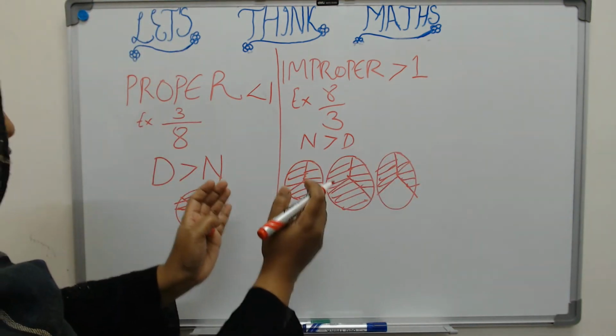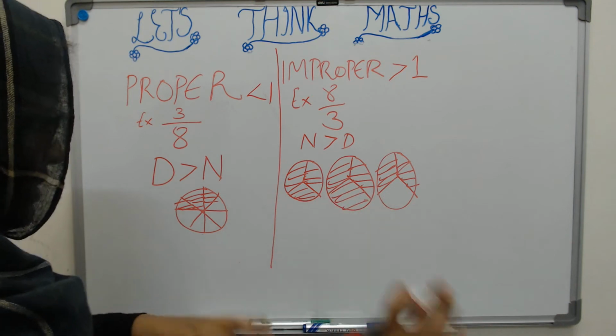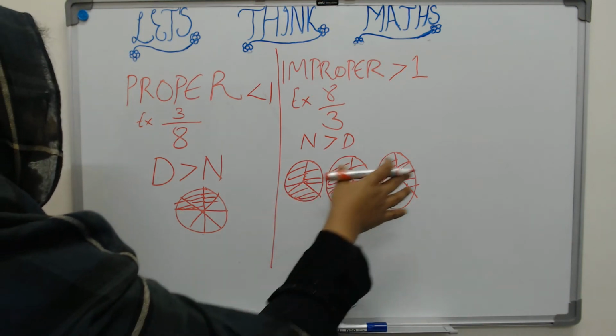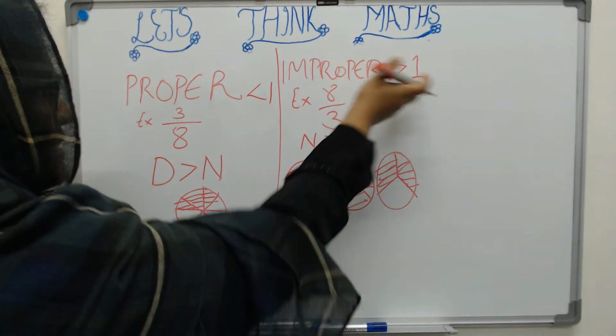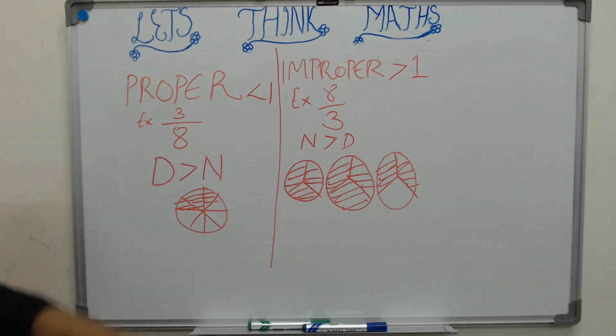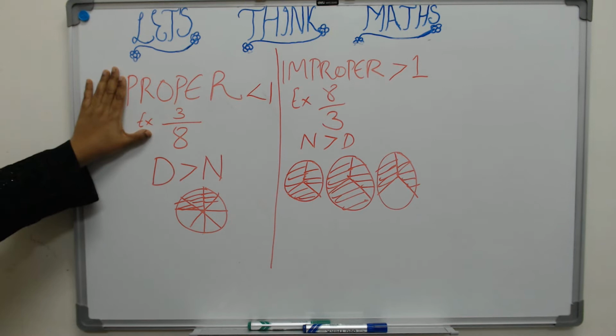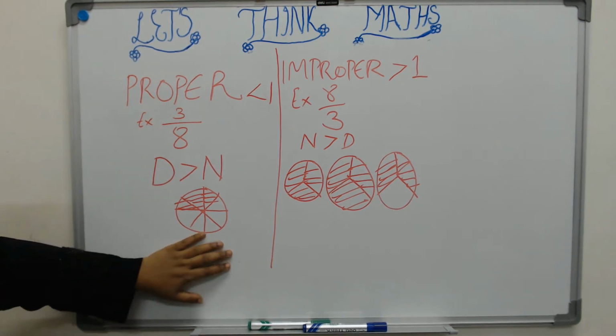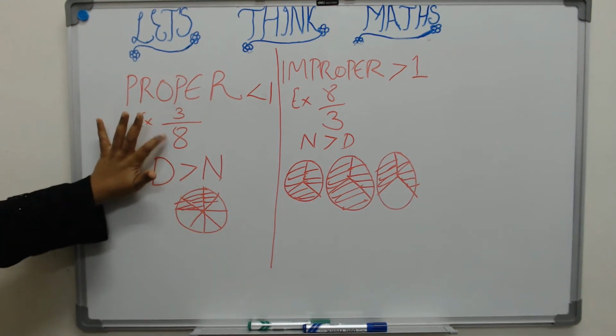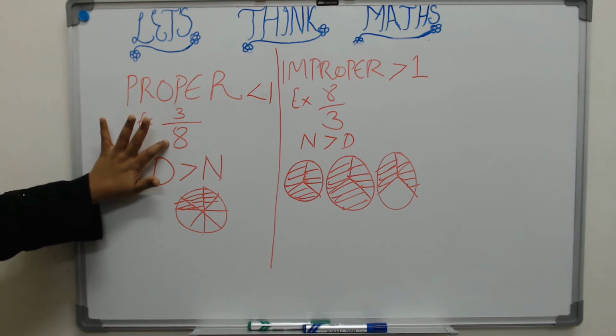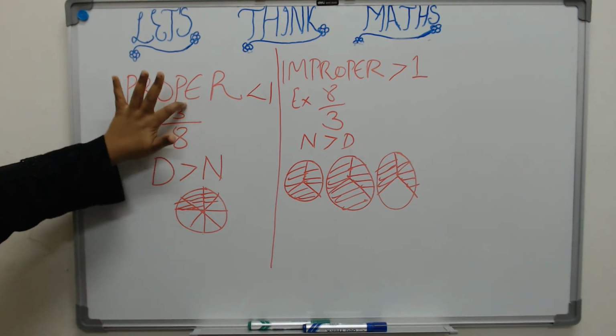What we have is 2 and a bit more. Not at 3, it is 2 and a bit more. So clearly this is greater than 1. That is the main difference between proper fraction and improper fraction. Proper fraction will always be less than 1. Why? Because the number of the divisions we make, the denominator, will be greater than the numerator.